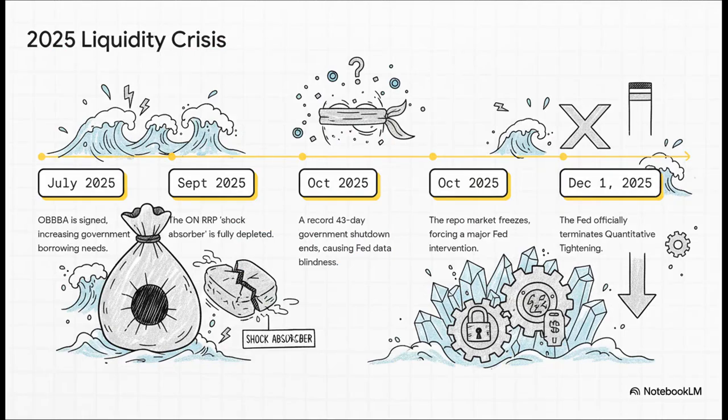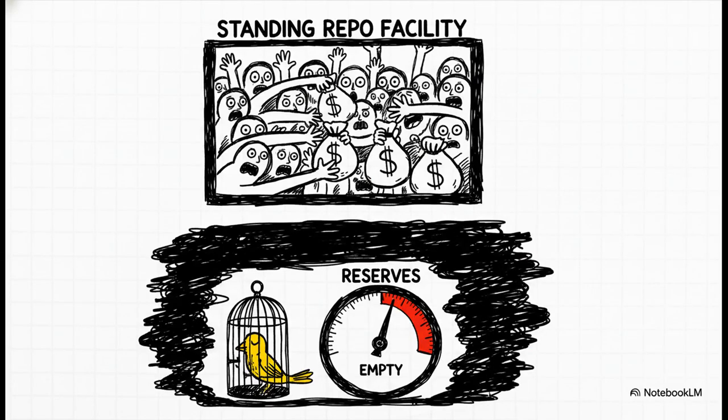Imagine this huge spending bill happens right after that $2 trillion shock absorber, that cash buffer in the ONRRP, is completely gone. And just to make things worse, maybe there's a government shutdown, so the Fed is flying blind with no good data. Suddenly, the system has zero cushion, no shock absorbers. That's your perfect storm.